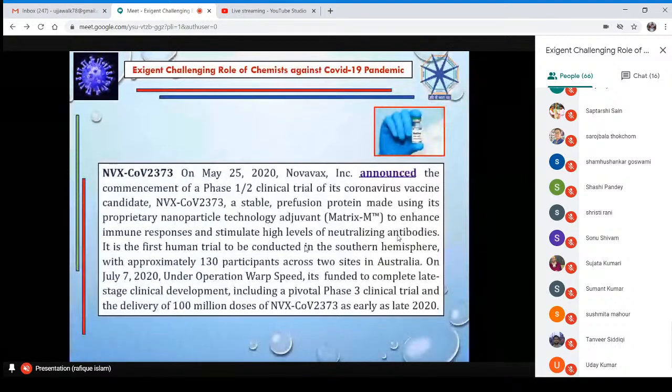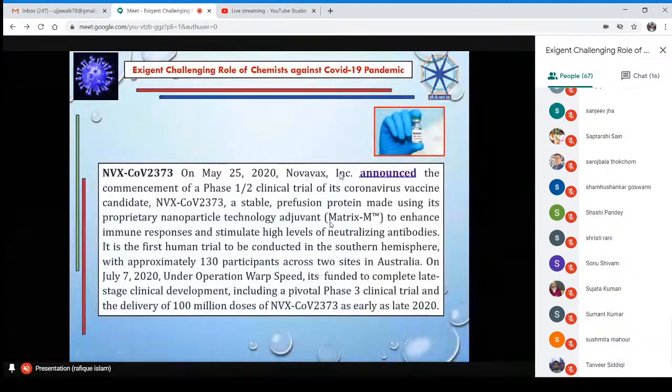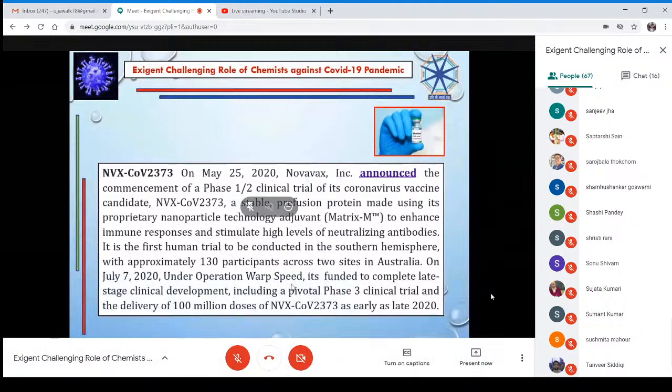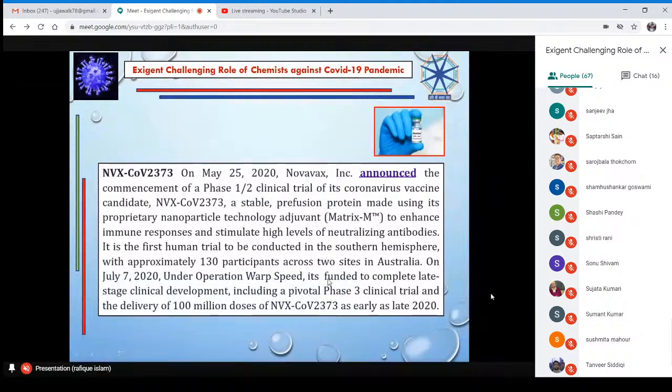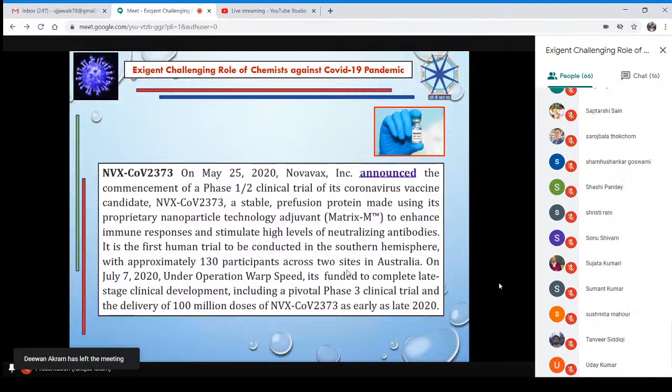So here, one other is the Novavax. It is an Australian company. They have also started the phase 1 and phase 2 clinical trials of these vaccines. And we know that whenever we see Operation Warp Speed, that is related to the US, they are funding some companies to produce vaccines. And these companies, Novavax, is also funded by Operation Warp Speed of the US for their phase 3 clinical trial. And if they are successful, they will deliver 100 million doses as early as late 2020 or in 2021.